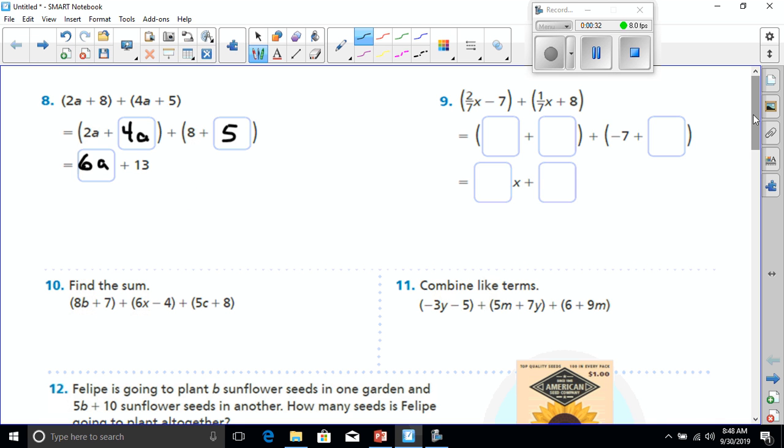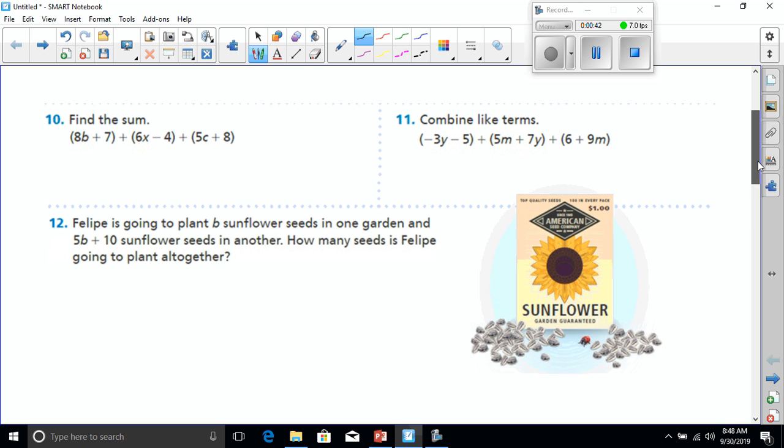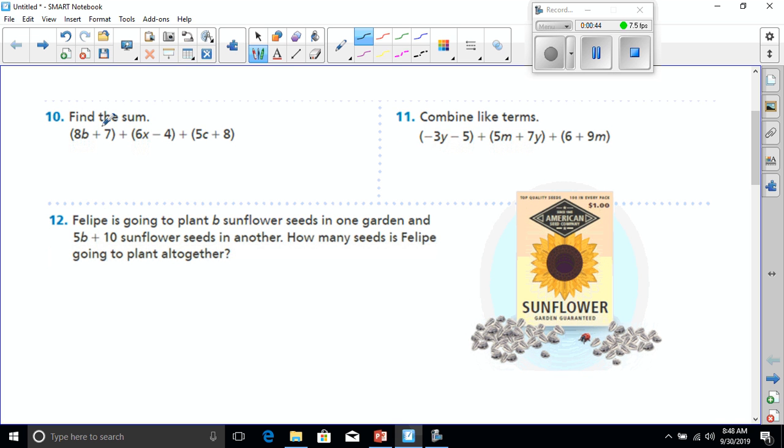All right, let's go to number 10. Find the sum. Well, if I'm going to find the sum, once again, I have to combine my like terms. Do they let me know at all what those letters are? No. Okay, so I can go ahead and regroup all these. I see I've got B's, I've got X's, I've got C's, and then I have numbers. So I have to combine the like terms in order to find the sum.